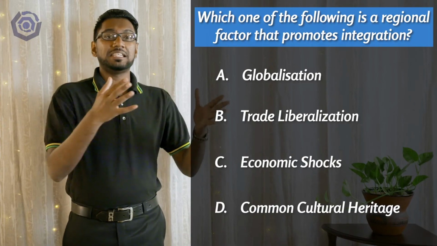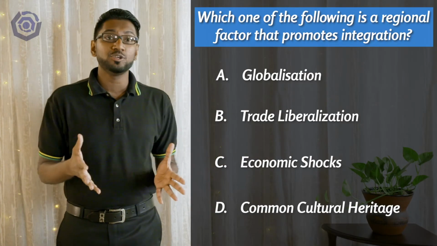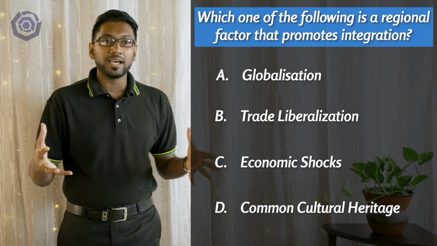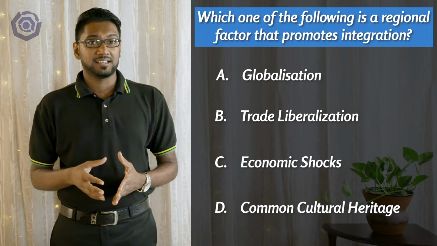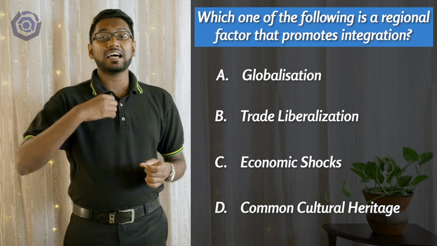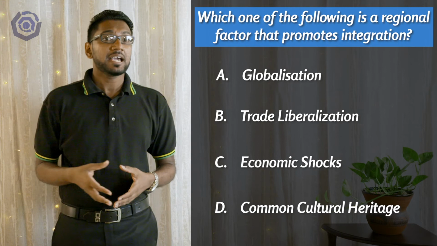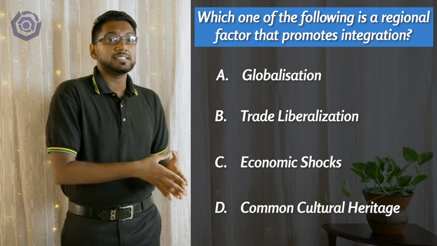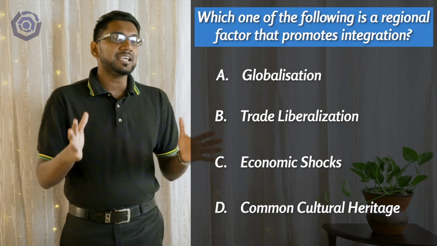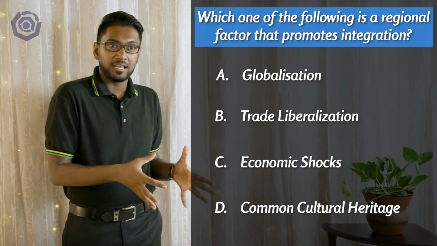Globalization is what we would call an extra-regional factor because it affects all of us, regardless of where you are in the world. Trade liberalization, similarly, has to do with an extra-regional factor. It affects everyone around the world. Economic shocks, again, is an extra-regional factor because the economy of a developed country can greatly impact the economies of Caribbean territories. So all of these options have to do with things that happen outside of the region that may influence what happened among us.